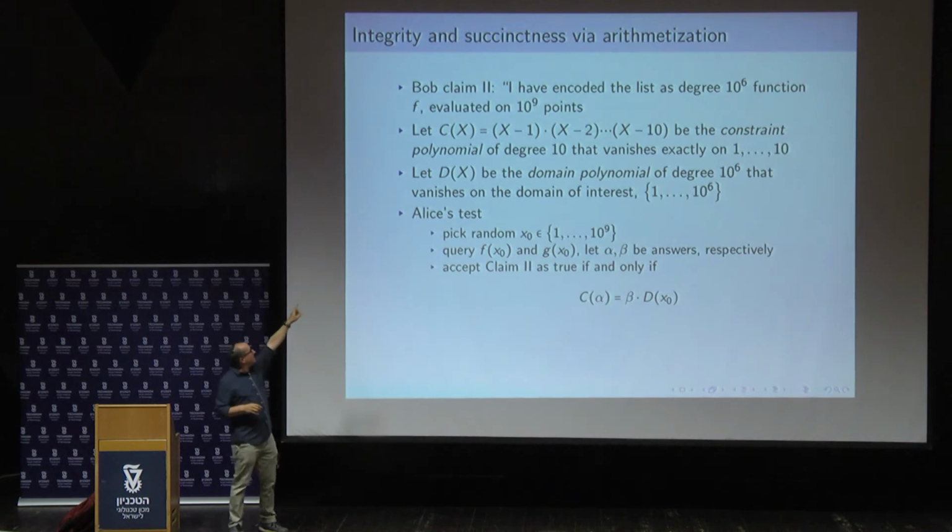So C of alpha is a number. Basically, you do alpha minus 1, you multiply it by alpha minus 2, multiplied by alpha minus 3, all the way up to 10. You multiply these numbers, and you get a value.